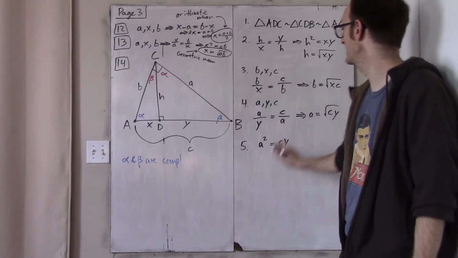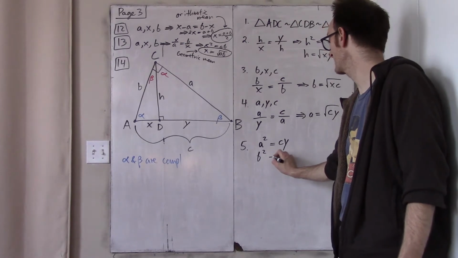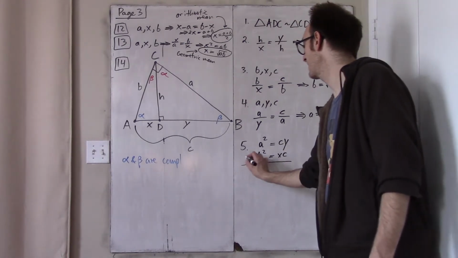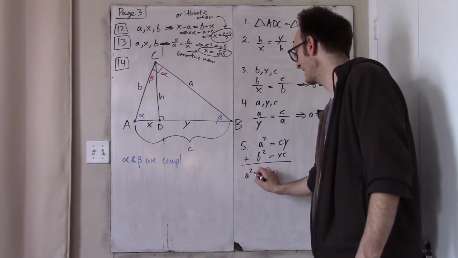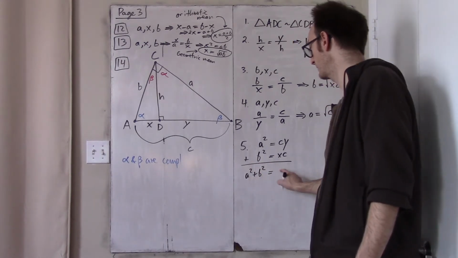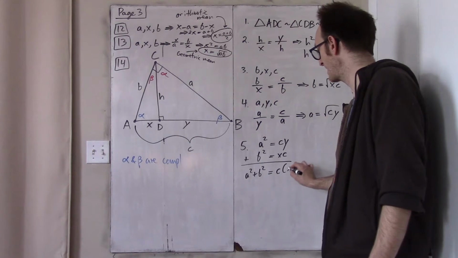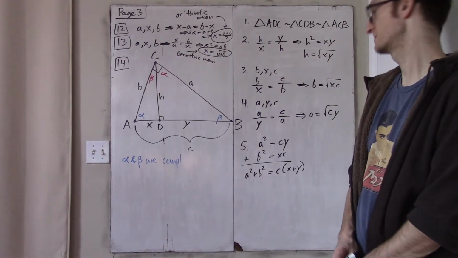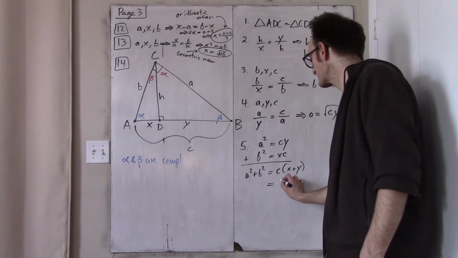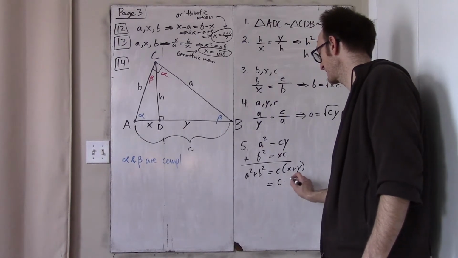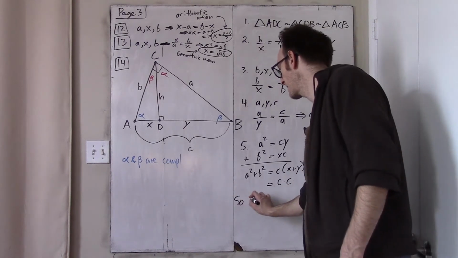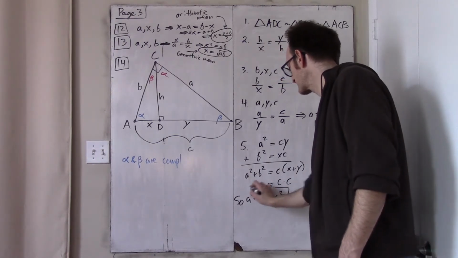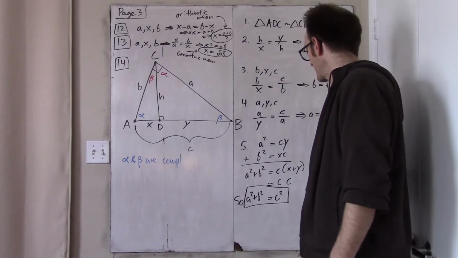And in part 3, I know that B squared is XC. So I just add them up. And if I add this up, I get that A squared plus B squared equals C times X plus Y. But of course, X plus Y is C. So this is just C times another C. So A squared plus B squared equals C squared. So this is a legit way of proving the Pythagorean theorem.